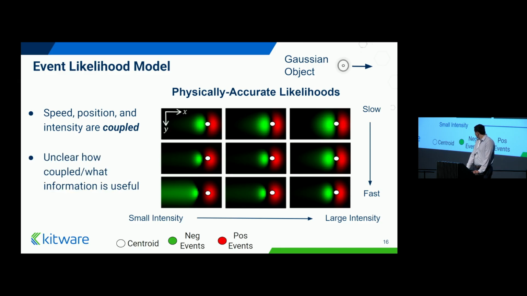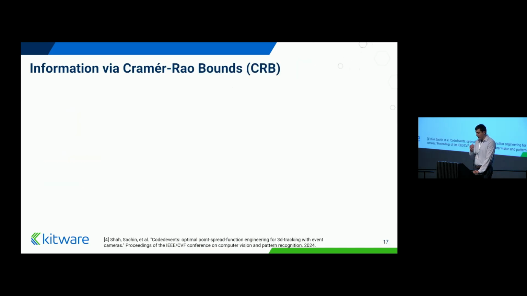While we can show that they are coupled together, it is still unclear how we can use this for centroiding or what information is useful. To do that, we gain insights via Cramér-Rao bounds, or CRB for short. In this presentation, it's just important to remember that a lower CRB means that the distribution contains more information about the unknown object parameters, such as its centroid or intensity.